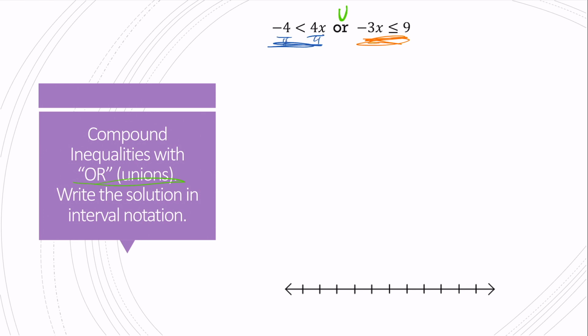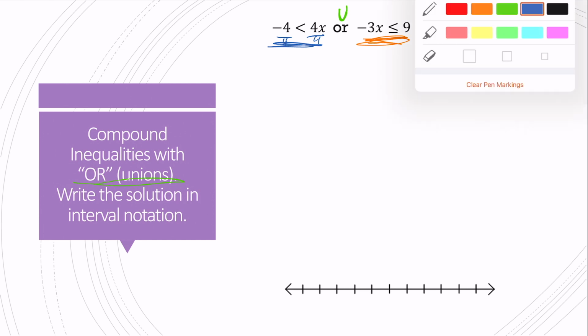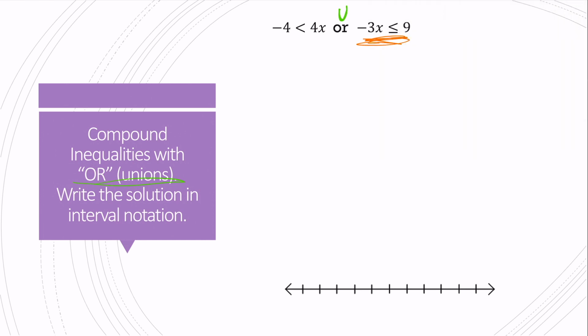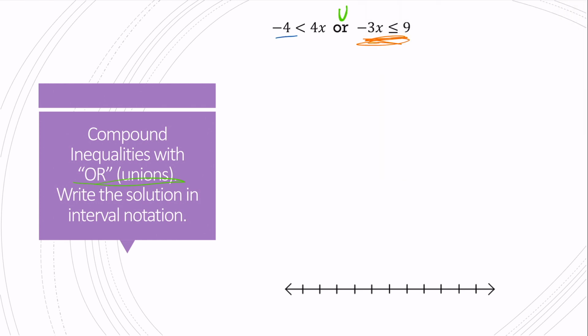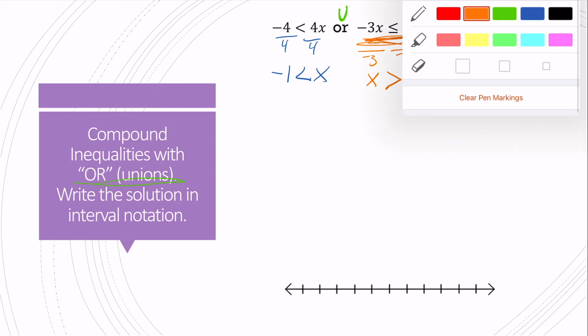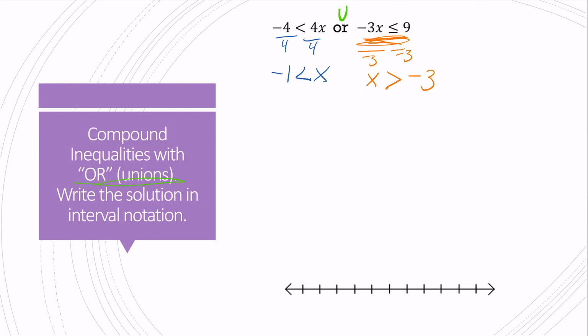So over here, I have negative 4 is less than 4x. I divide both sides by a positive 4. I have negative 1 is less than x. Then I also have negative 3x is less than 9. I divide both sides by negative 3. I get x is greater than negative 3. So we're going to graph both of these. Let's go ahead and label our number line. 0, 1, negative 1.